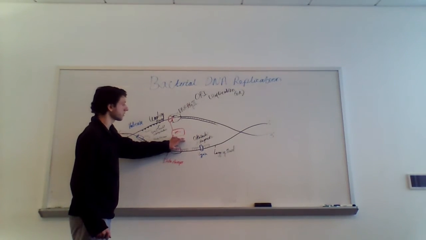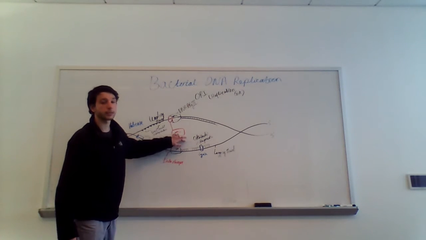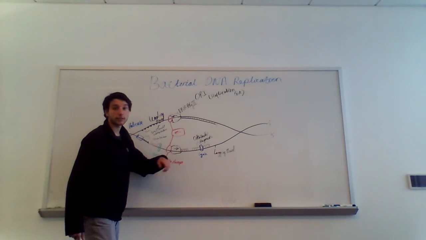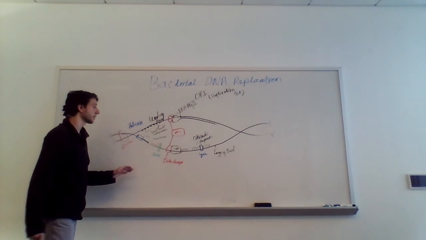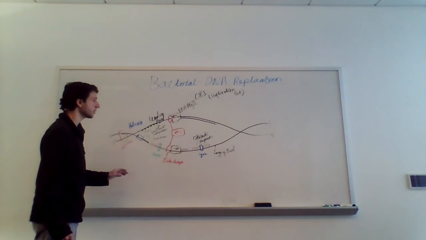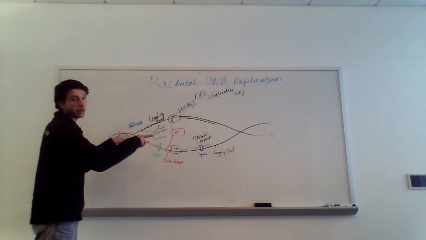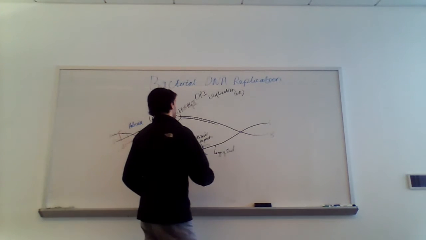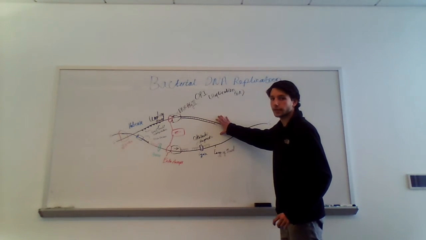Synthesis of the lagging strand produces Okazaki fragments. These fragments are then bound together by DNA ligase. Although there's only one replication fork, DNA replication occurs in both directions. So whatever you see here is also happening over here simultaneously.